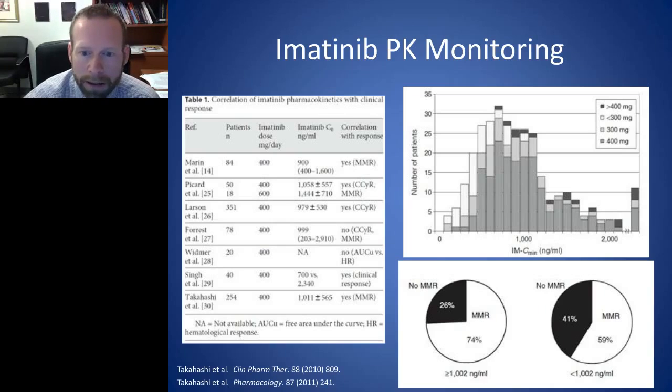And if you look at this figure in the bottom right-hand corner, looking at the distribution here, you'll see that in the grouping of patients that have a trough concentration greater than 1,002 nanograms per mil, almost 75% of them achieved major molecular response, whereas the patients with less than 1,002 nanograms per milliliter had a major molecular response in just under 60% of the cases. So all of these imply, again, that having a trough concentration of imatinib greater than 1,000 nanograms per mil is an important predictor of treatment success, perhaps more important than the dose that you actually take.